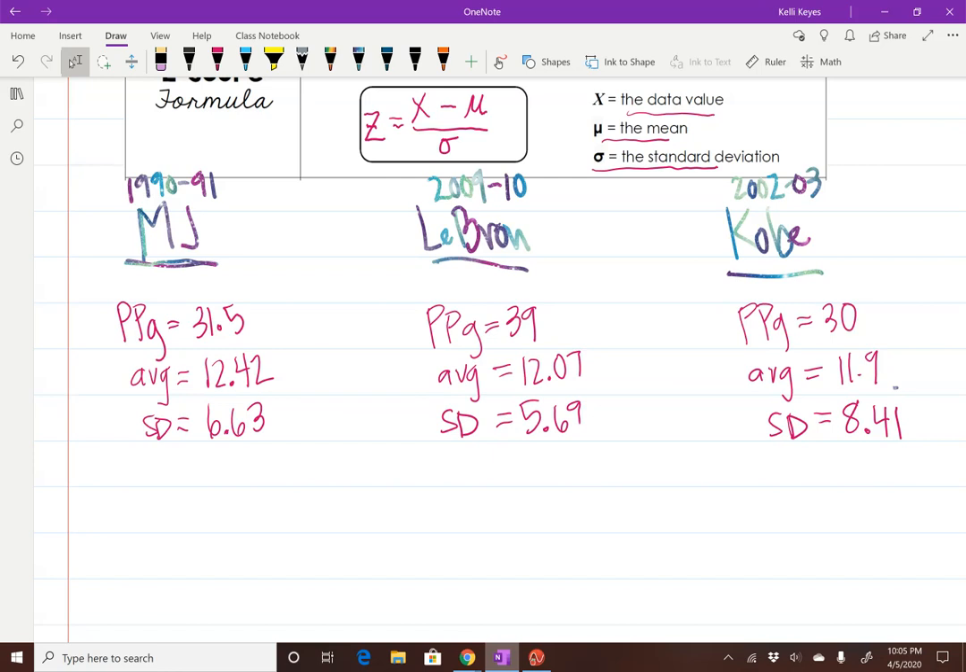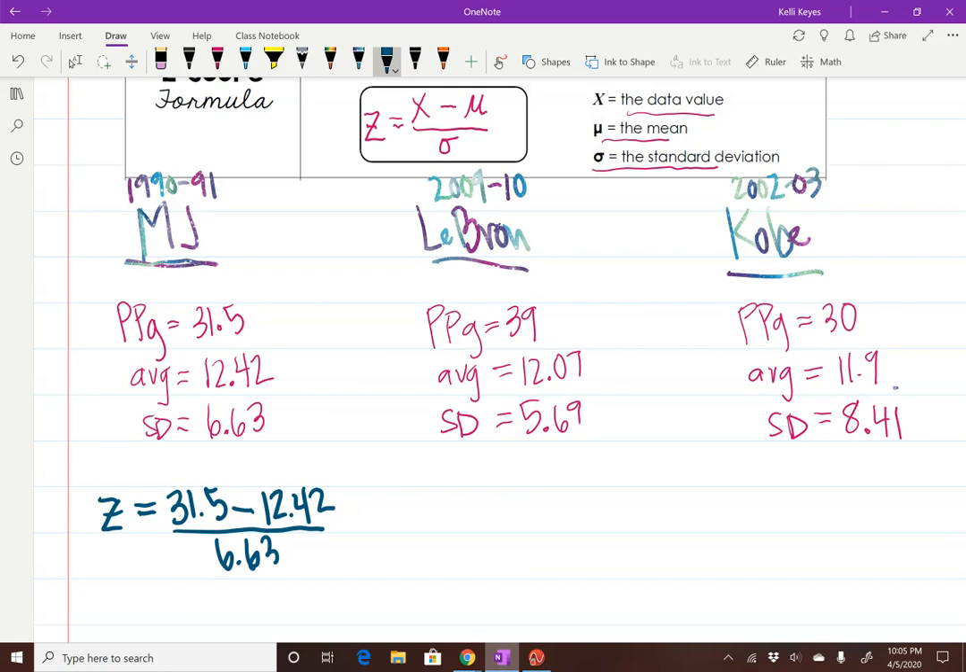Okay, so then let me show you how to find z-score. Oh, I'm telling you, dang cats. Okay, so the z-score for Michael Jordan is his X value, which was his average points per game, minus the average of his year, which was 12.42, divided by 6.63, which was the SD.